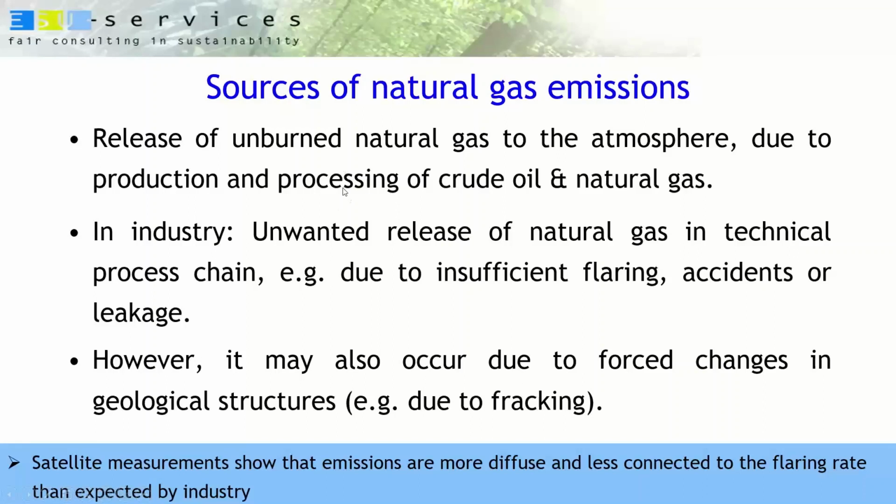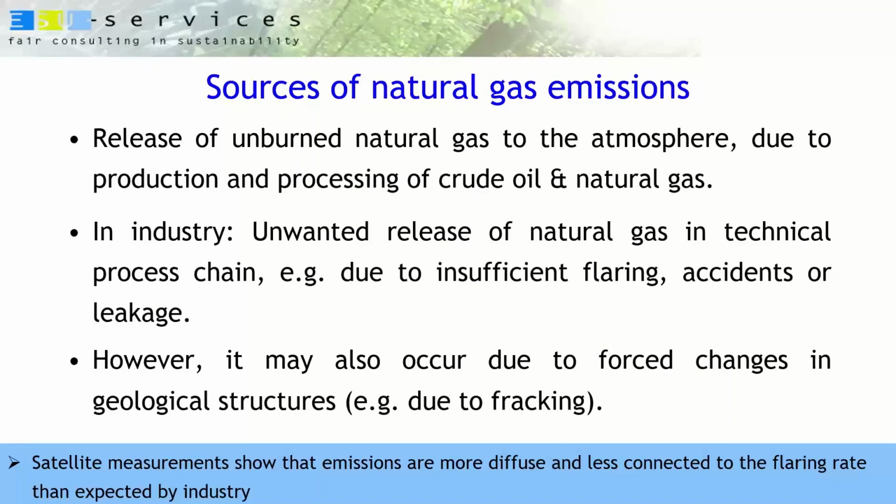So this was an important theme for the update. If industry reports about these emissions, they mainly look at technical process causes, for example insufficient flaring or no flaring available, accidents and leakage. And as I said, these emissions can also come directly from the earth. For example, with fracking, there is an emission somewhere in the field that is not related to a technical structure. Today, we can measure these emissions with satellites.